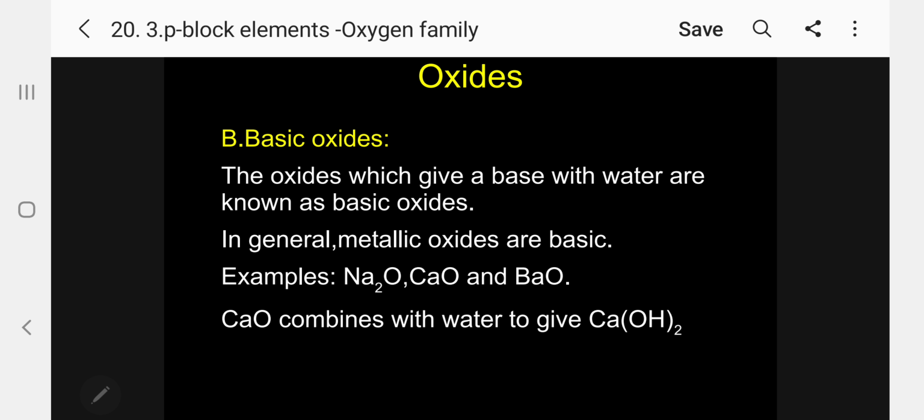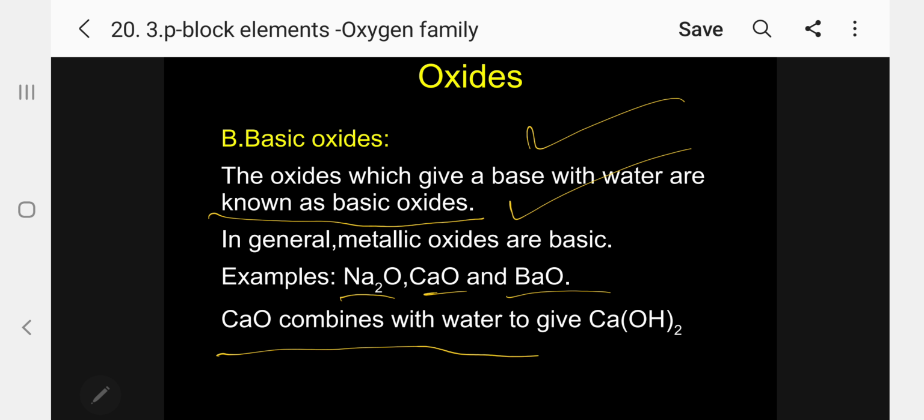Coming to the basic oxides. The oxides which give a base with water are known as basic oxides. Water is the mediator. When you treat an oxide with water, if acid is produced, it is an acidic oxide; if base is produced, a basic oxide. In general, metallic oxides are basic in nature. Examples: sodium oxide, calcium oxide, barium oxide. Calcium oxide combines with water to give calcium hydroxide. Very easy, kindly follow.